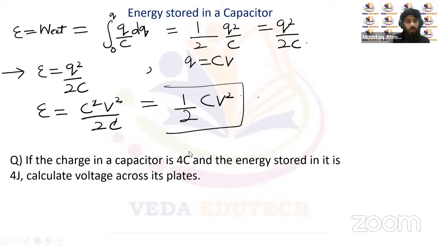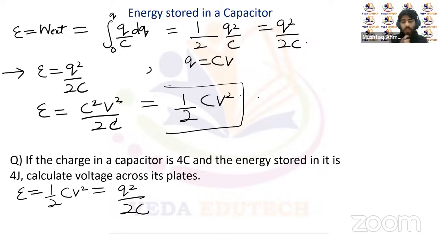Let's try to solve this simple problem here. If the charge in a capacitor is 4 coulomb and the energy stored in it is 4 joules, we have to calculate the voltage across its plates, right? So the energy is equal to half CV square, or that's equal to Q square upon 2C, right? Calculate the voltage.